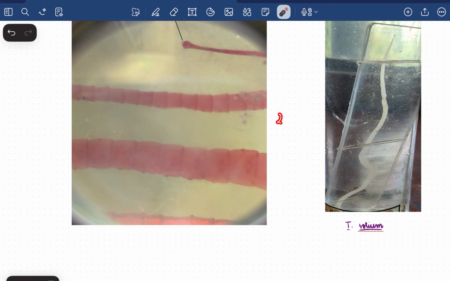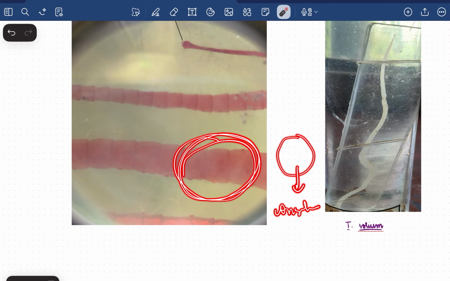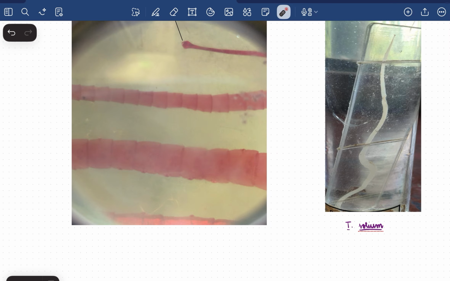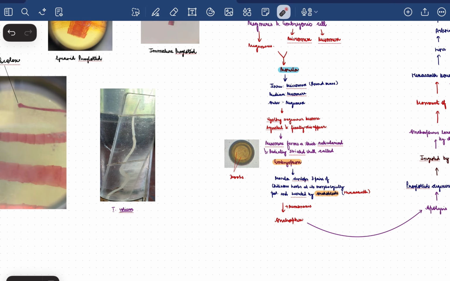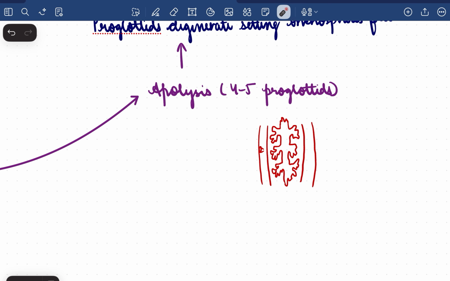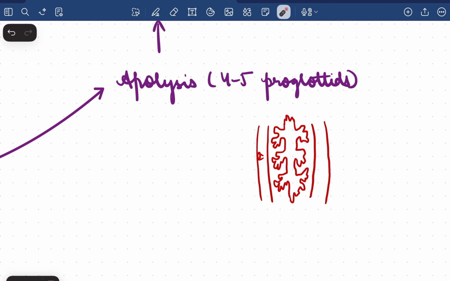Now, we talked about the zygote undergoing holoblastic and unequal cleavage. By the time all of this has led to the formation of the oncosphere, gravid proglottids have formed. What are gravid proglottids? There is no male, no female reproductive system, only the uterus is left. Right, uterus is left. So this is the uterus now. Can you really look at it? This is a uterus.